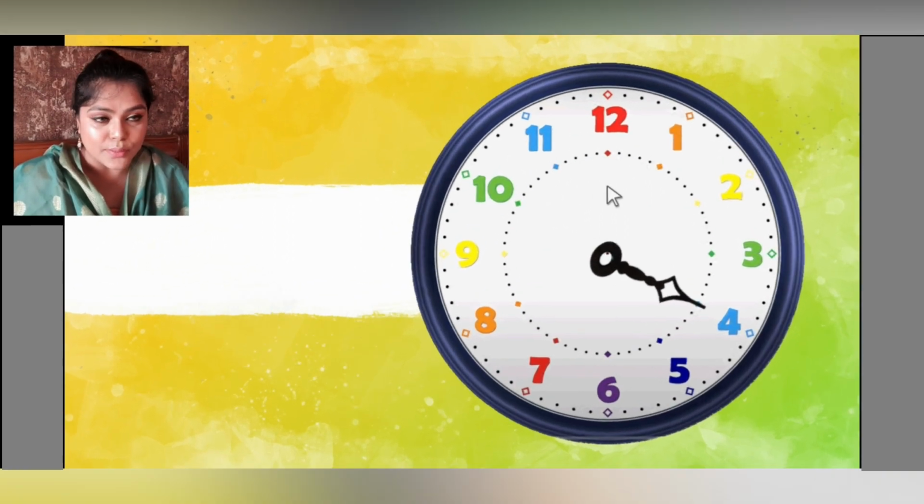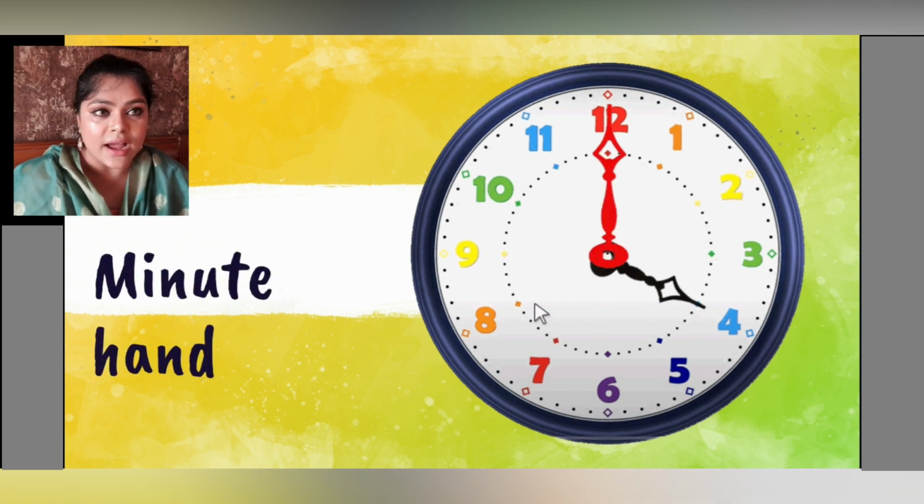We already know that the small hand tells us about the hour. This long hand is the minute hand. The minute hand tells us how much time has passed after the hour. This indicates each minute that has passed within the hour.